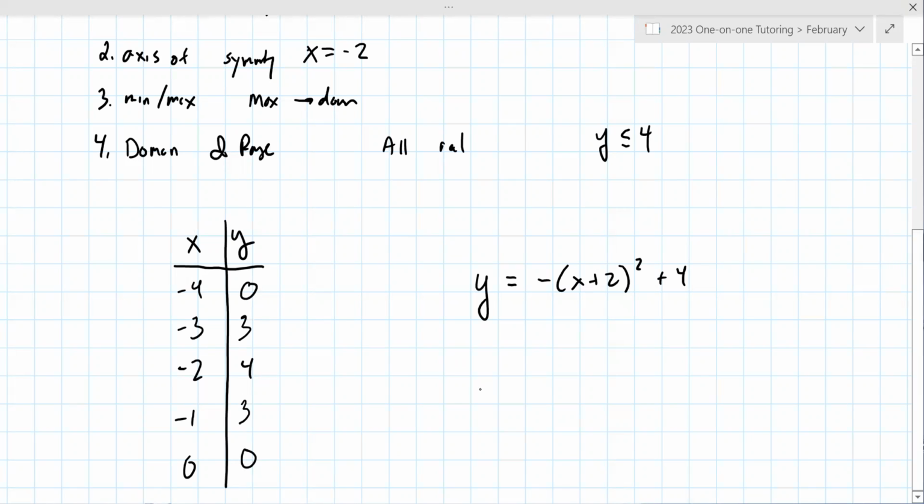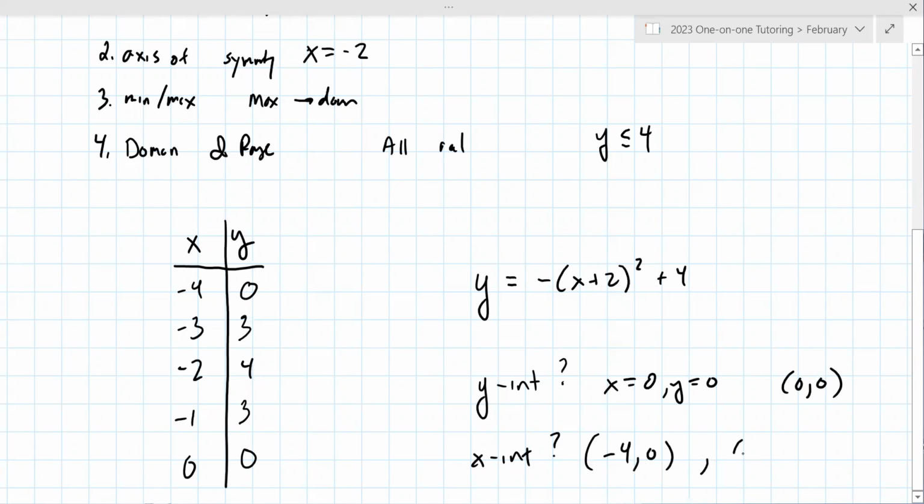So from the table, can you tell me the y-intercept? When x is 0, y is 0. That's right, so it goes through 0, 0. And can you tell me the x-intercepts from the table? -4 and 0. So you might write them as (-4, 0) and then (0, 0). Yep. Great.